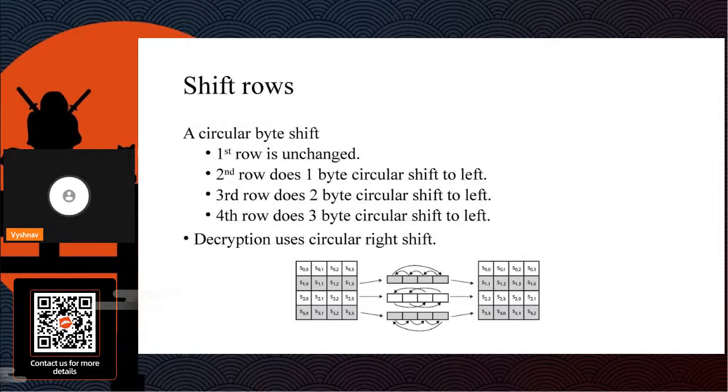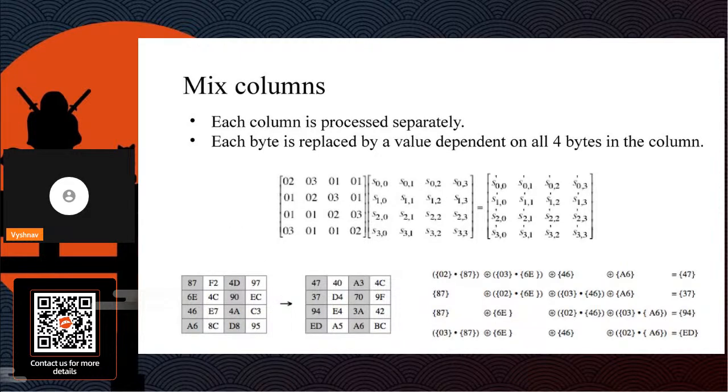So the first row is unchanged. The second row is circular left shifted by 1 byte. The third row is circular left shifted by 2 bytes. And the fourth row is circular left shifted by 3 bytes. Decryption uses circular right shift. Here we are using circular left shift, but decryption uses circular right shift, sorry.